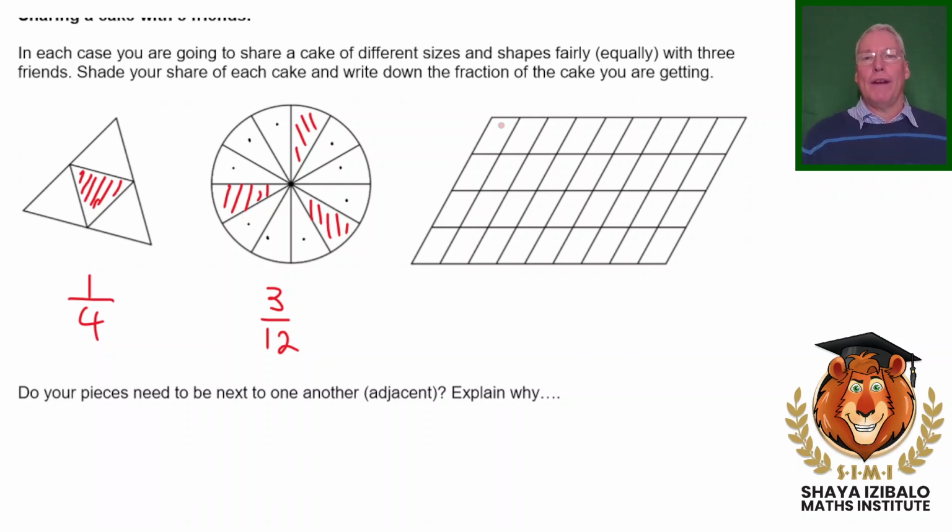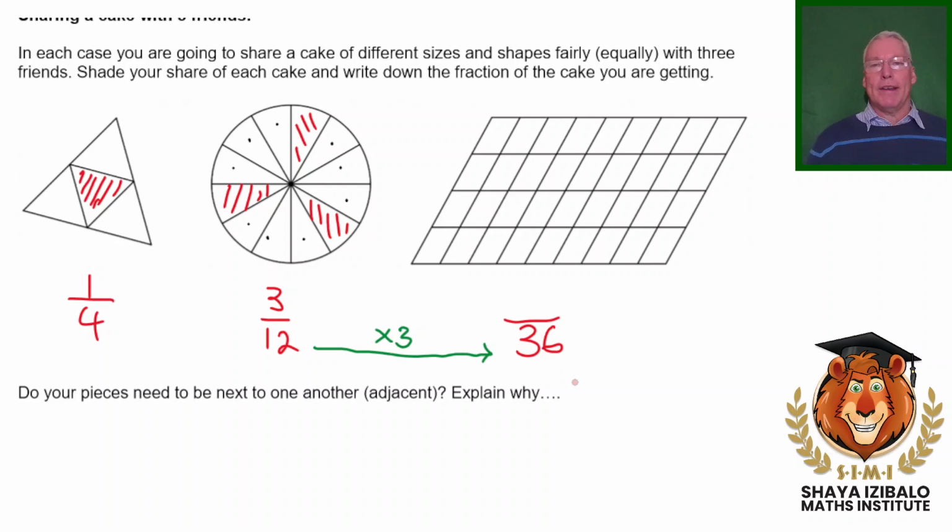In this last one, we've actually got 1, 2, 3, 4, 5, 6, 7, 8, 9. We've got 36 pieces. Now let's see if we can work out what we need to do here. What have we done to this number here to get from 12 to 36? And this is where it's so important to be good with numbers. We've times by 3. Now, if we times that by 3, we must also times the number of pieces we're going to get. There are 3 times more pieces of cake. We must get 3 times more pieces. 3 times by 3, 9.